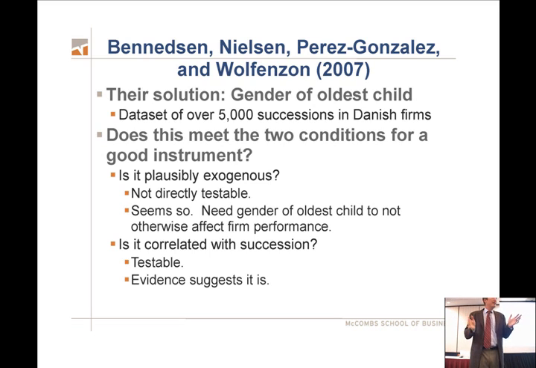Is it the case, and what shows up in the data, that family businesses are more likely to be passed on to male heirs? So if the gender of the first child is male, then it's more likely the business is passed on to that person to run. That's what they show. Again, that is testable, and the evidence suggests it works.